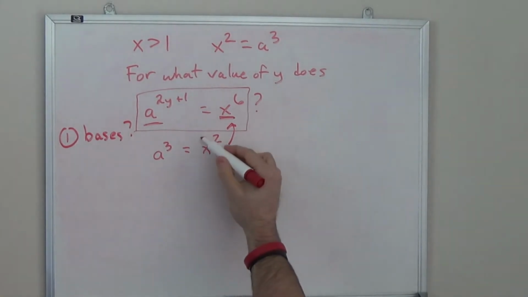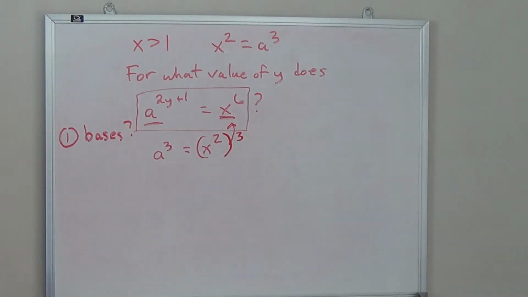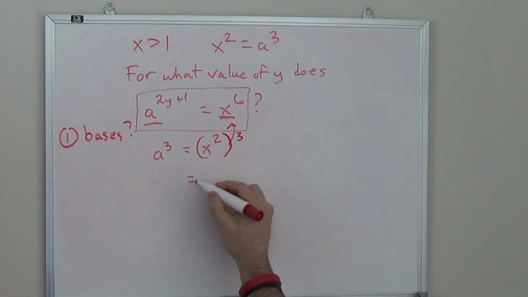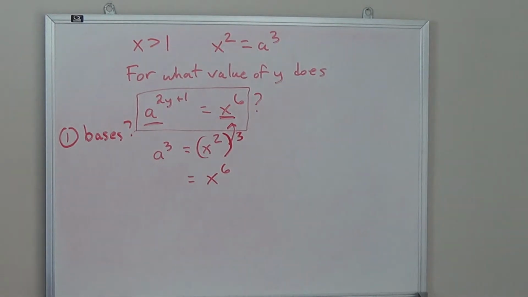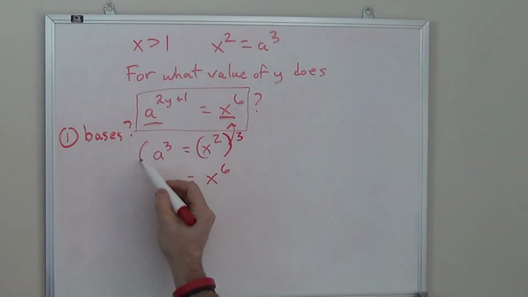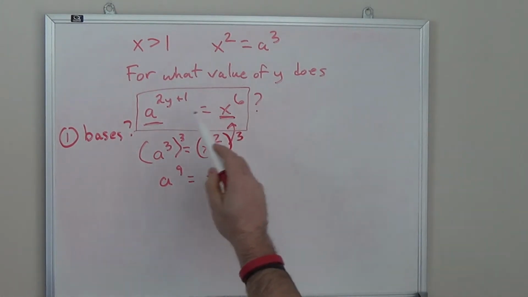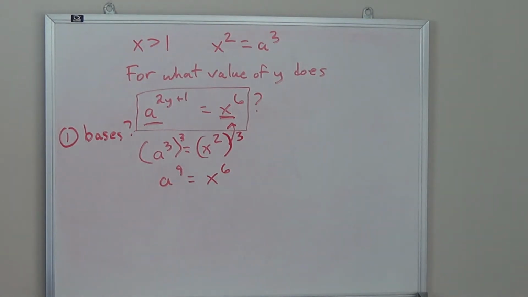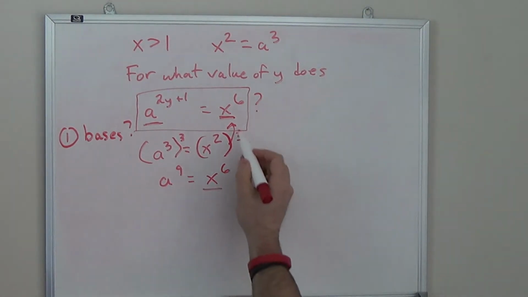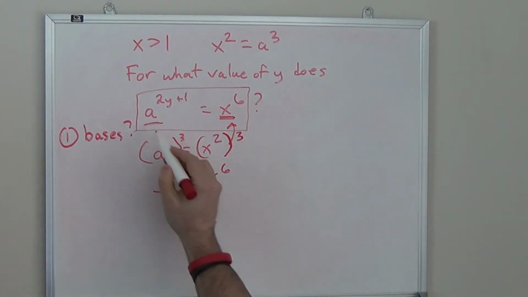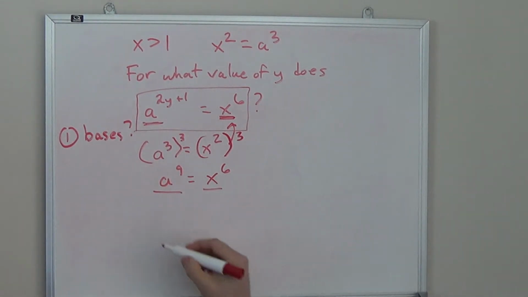And you might say, well, geez, can't you just cube it? Sure you can. If I cube that, that's just x to the 6th. Now, whatever I do to one side, I have to do the exact same thing to the other. And if I cube that, remember to just multiply those exponents when we raise to a power. Now I know x to the 6th is equal to a to the 9th. They tell me x to the 6th is also equal to a to the 2y plus 1. Because this and this are the same, I can gather that these two things have got to be the same.